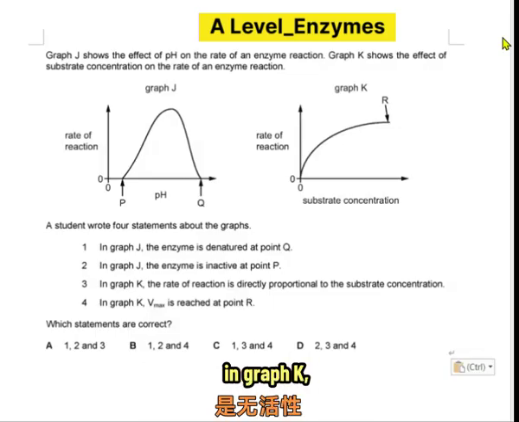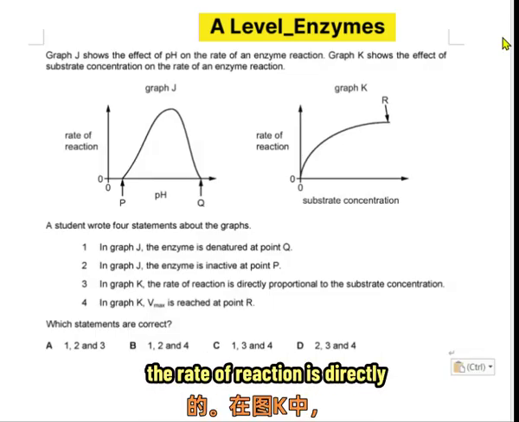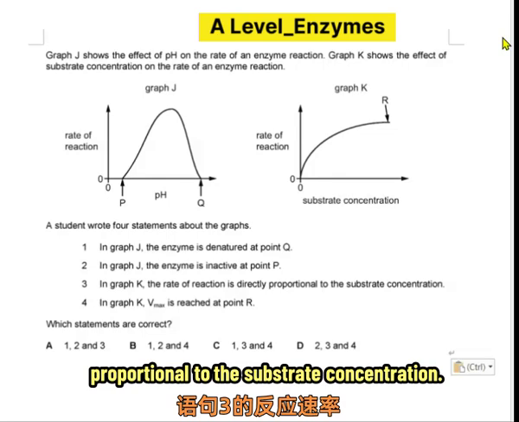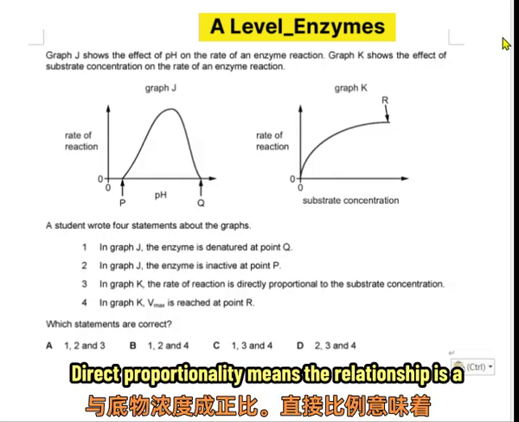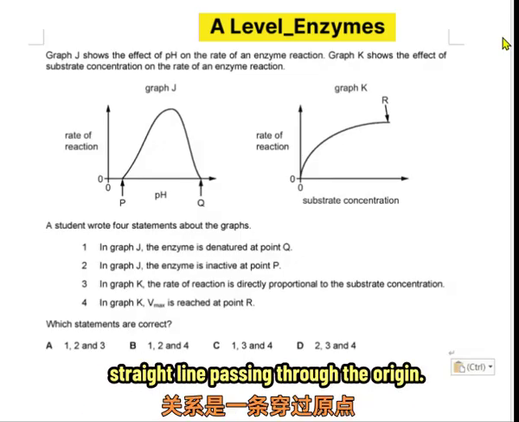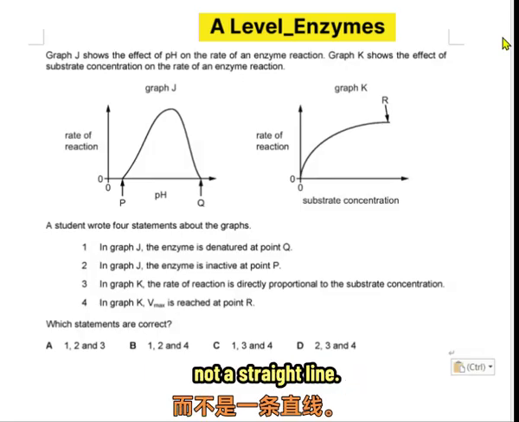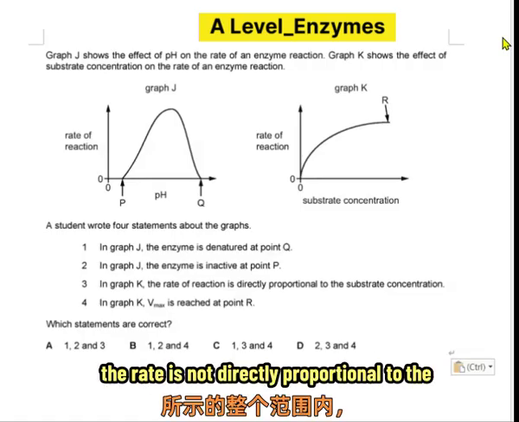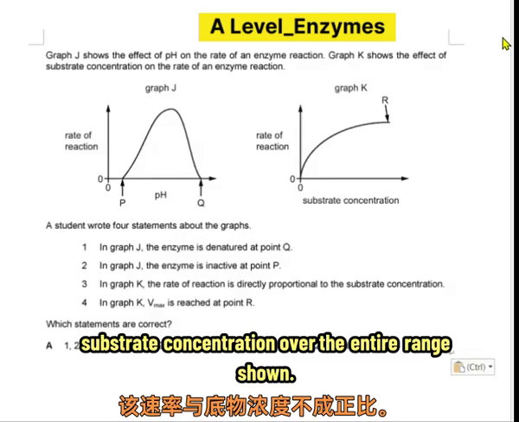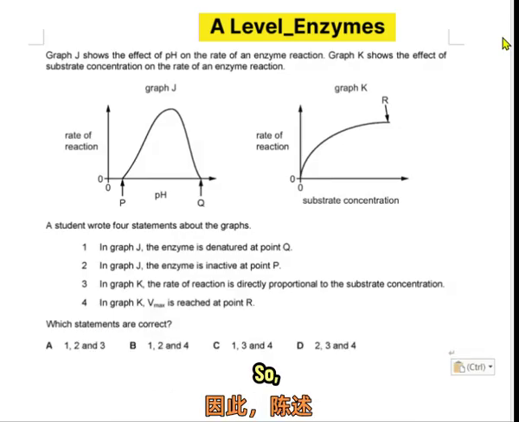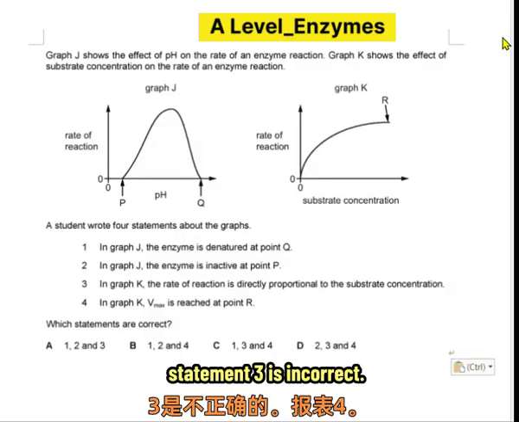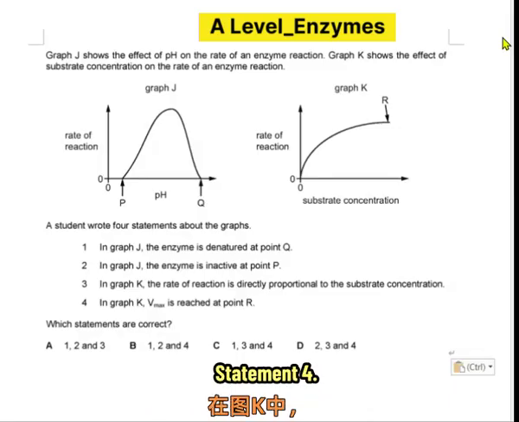Statement 3. In graph K, the rate of reaction is directly proportional to the substrate concentration. Direct proportionality means the relationship is a straight line passing through the origin. Graph K is a curve that flattens out, not a straight line. Therefore, the rate is not directly proportional to the substrate concentration over the entire range shown. So, statement 3 is incorrect.